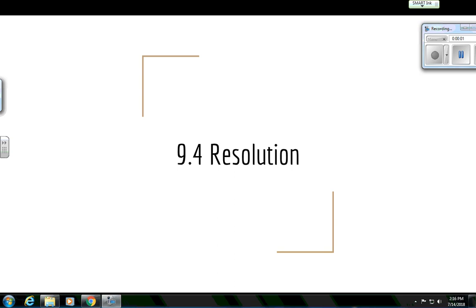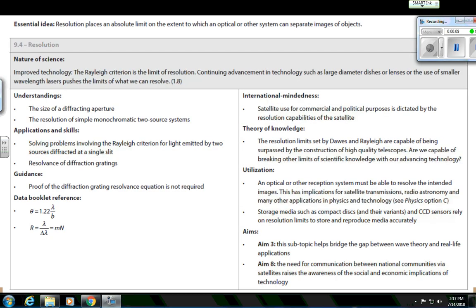All right, so topic 9.4 is going to be about resolution. It's actually a relatively small topic, so it shouldn't take us too long to get through it. Let's take a look at the essential idea of this unit.